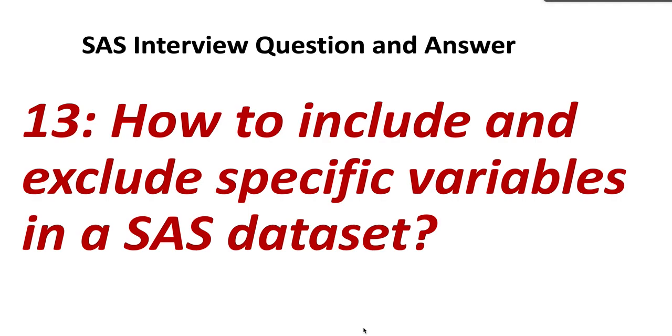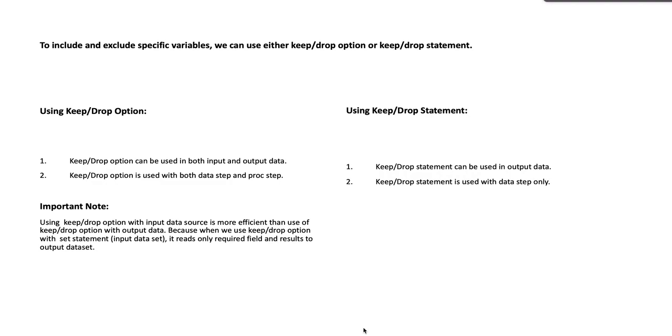SAS Interview Question and Answer. Question number 13. How to include and exclude specific variables in a SAS dataset. This question is asking, if you are given a number of variables in a SAS dataset, how can you include and exclude specific variables? To include and exclude specific variables, we can use either the KEEP/DROP option or the KEEP/DROP statement.